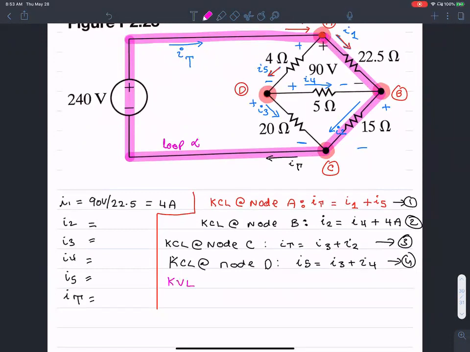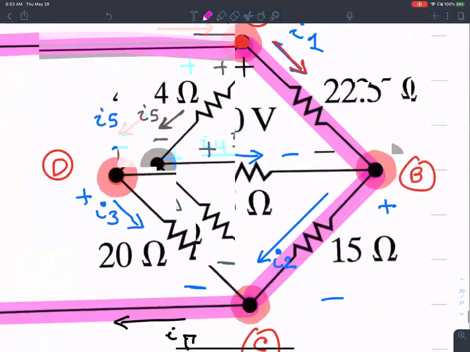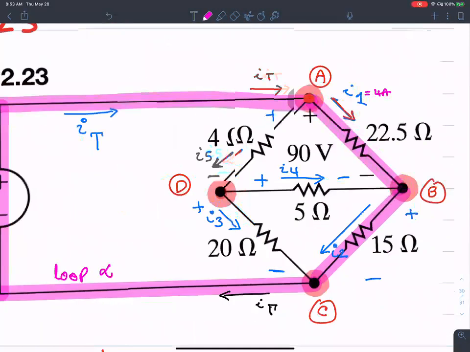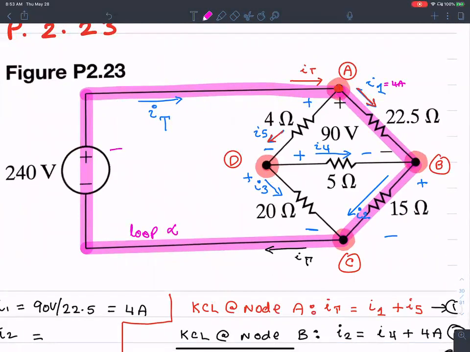KVL around loop alpha. It is based on the observation that I already know this current to be 4 amperes. So I know the voltage drop here. Well, I already know this one as well, the voltage drop here. So there's only one unknown in there. That's a very sharp observation.